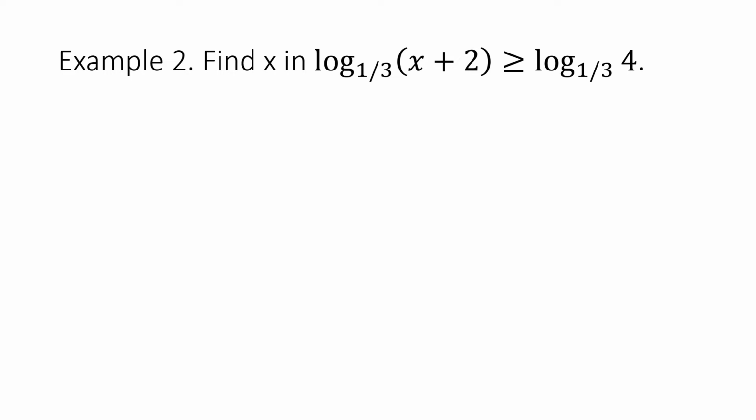Okay, example 2. Find x in logarithm of the binomial x plus 2 to the base 1/3 is greater than or equal to logarithm of 4 to the base 1/3. Again, since the anti-logarithm is greater than 0, then we should consider that x plus 2 is greater than 0. And that means by adding negative 2 to both sides, x should be greater than negative 2.